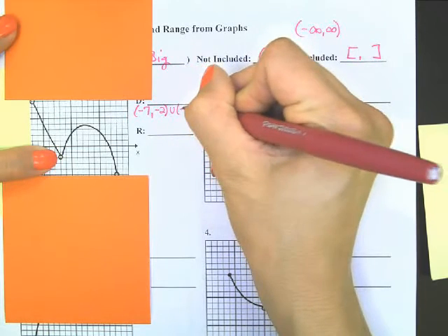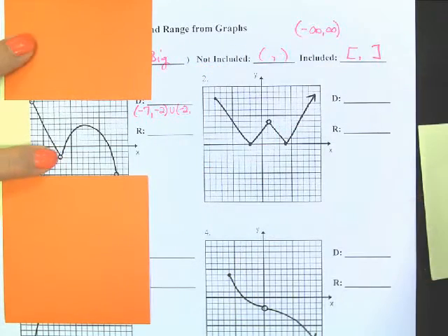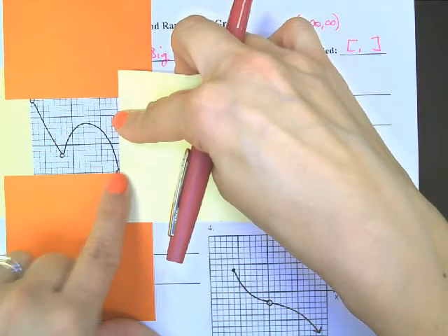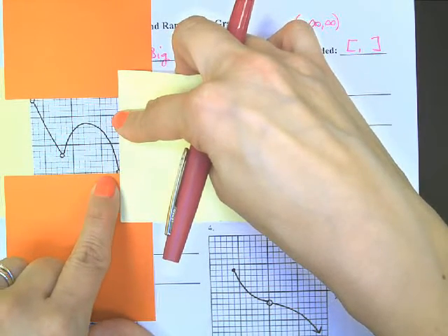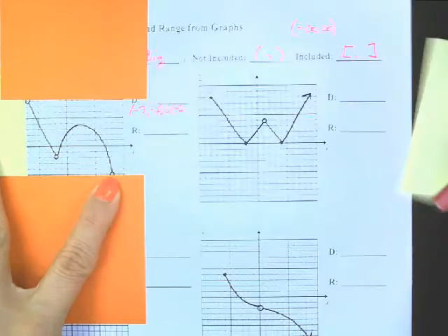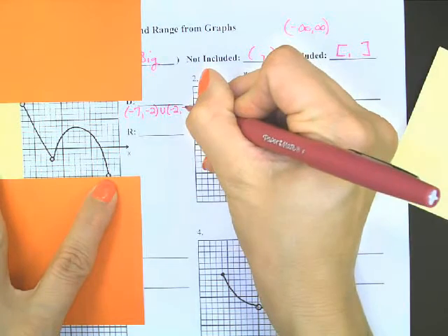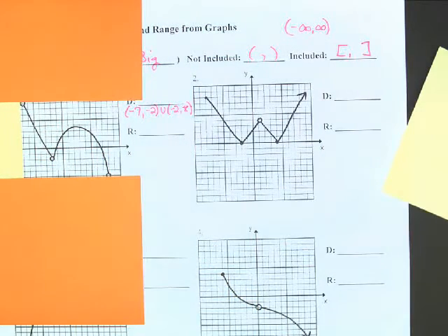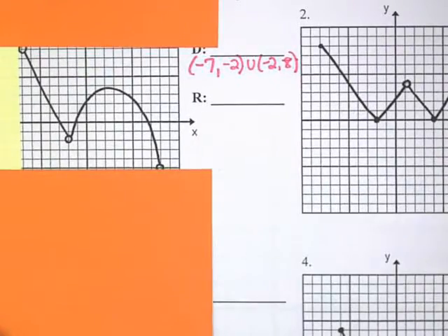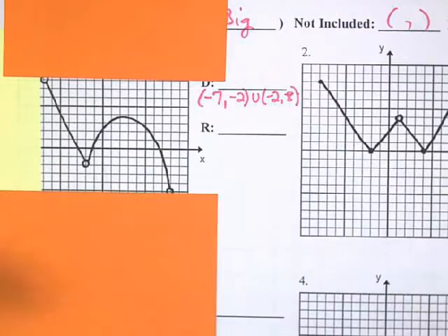And then we're going to continue on from -2 all the way up to the highest that this graph reaches: 5, 6, 7, 8. But since that's an open bubble, I'm going to use a parentheses on 8. Okay. Should I zoom in a little bit so you guys can see these graphs a little better? I know you have yours in your packet.